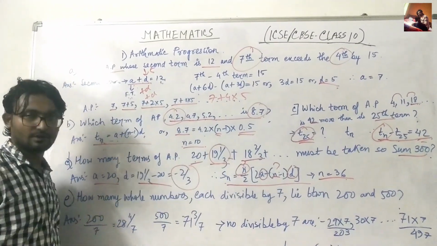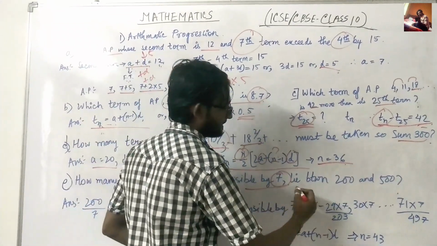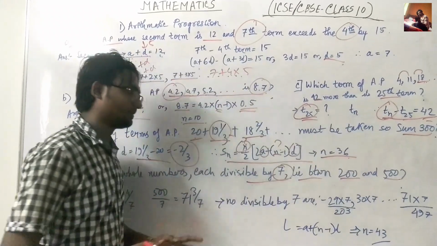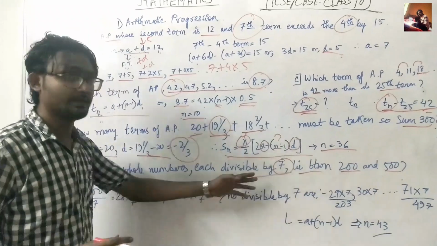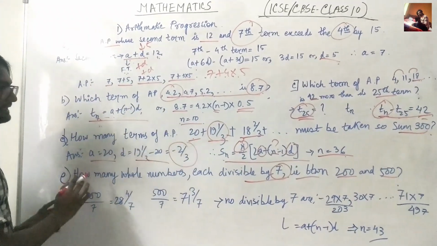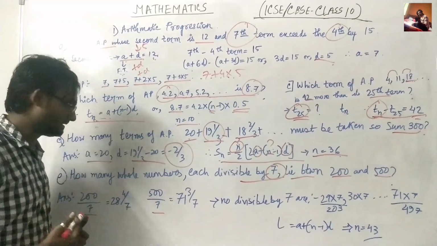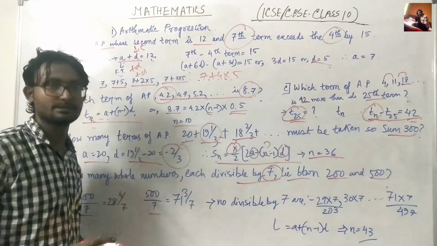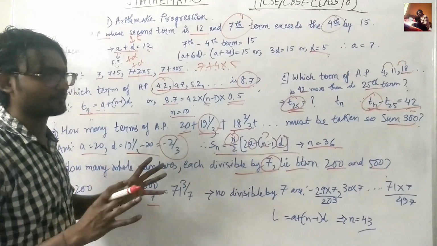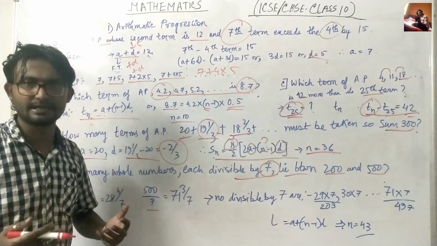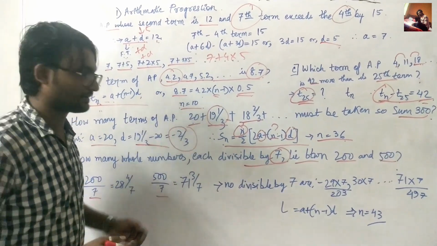So again the last sum of this session. How many whole numbers, each divisible by 7, lie between 200 and 500? So how many numbers are there between 200 and 500 that are divisible by 7? Over here I will divide 200 by 7 as well as 500, because you guys know, as I do, that 200 and 500 are not divisible by 7. But we have to find a starting number and the ending number. Otherwise, how can you form the sequence in order to find out the answer?